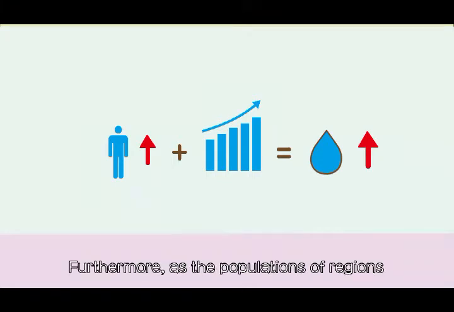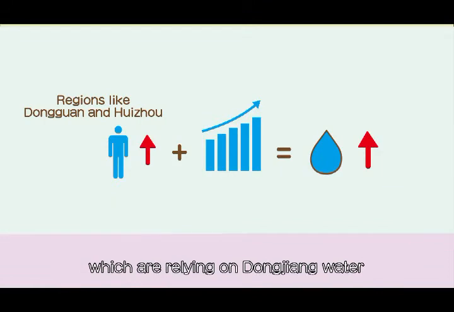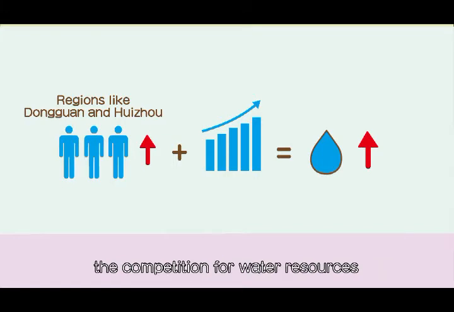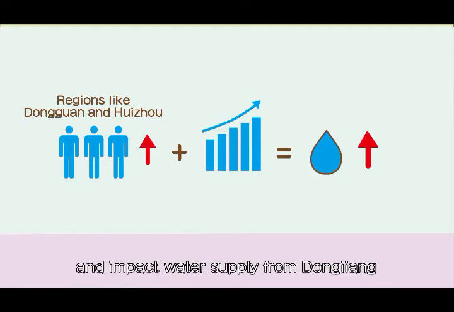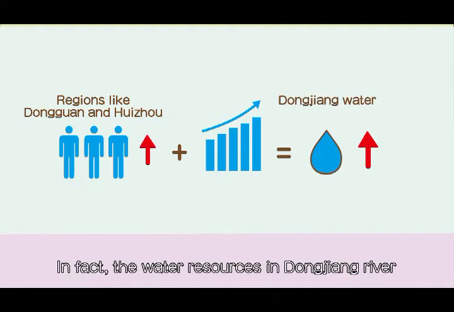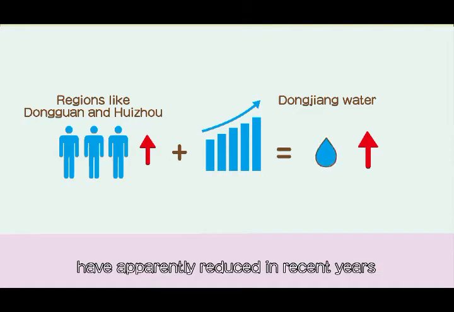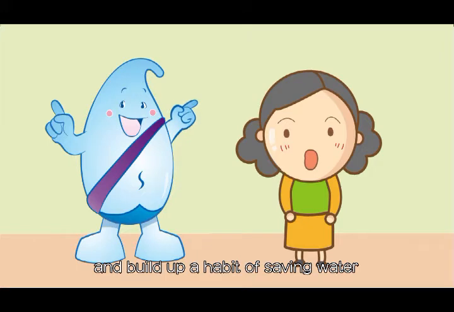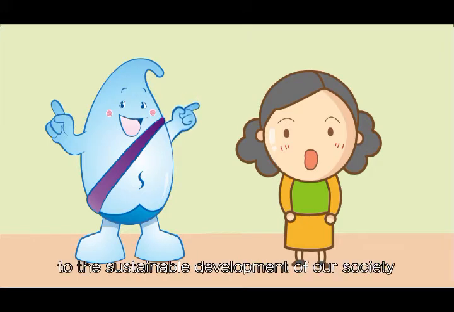Furthermore, as the populations of regions which are relying on Dongjiang water, such as Dongguan and Huizhou, are increasing, the competition for water resources across the Pearl River Delta in the future would increase and impact water supply from Dongjiang. In fact, the water resources in Dongjiang River have apparently reduced in recent years. Therefore, we should better prepare for future uncertainties and build up a habit of saving water so as to contribute to the sustainable development of our society.